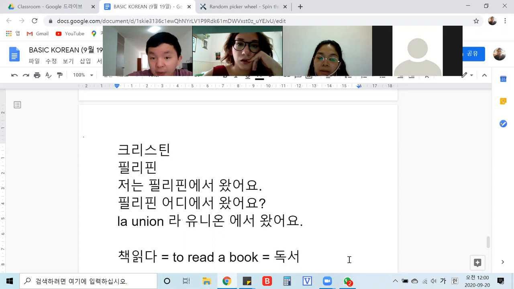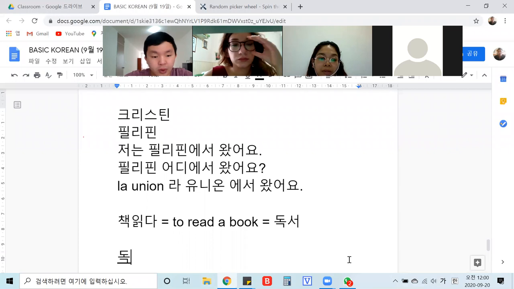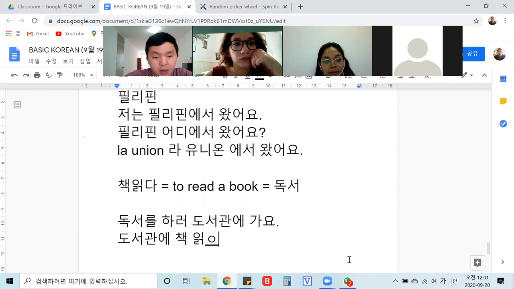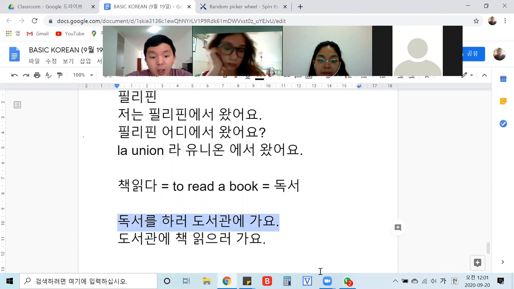So, for example, maybe 독서를 학교에 도서관에 가요. 도서관, sorry, 도서관에 가요. Something like that. This is very commonly said in Korean, actually, very Korean. Instead, this way, 도서관에 책 읽으러 가요. Instead of saying this sentence, this one is more recognizable, but we say it this way in Korean very commonly, actually. More advanced.